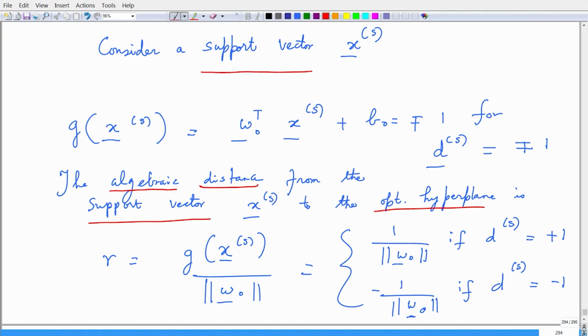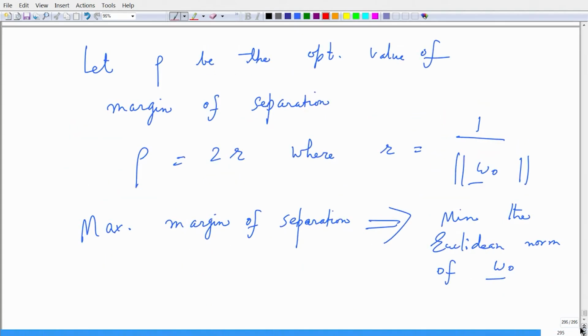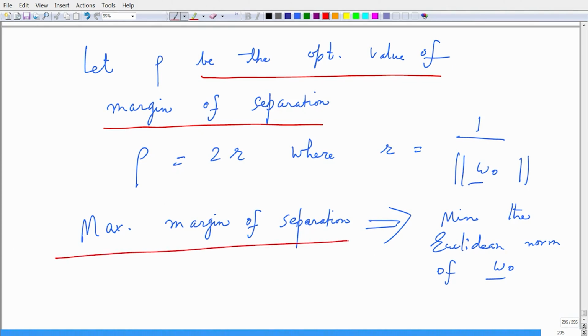Now if we know the algebraic distance, we can say that the margin of separation for the optimum hyperplane is 2 times r, where r is the algebraic distance, right, and I want to maximize the margin of separation. Just recall this diagram again. This is our gap, and I want to maximize this gap.